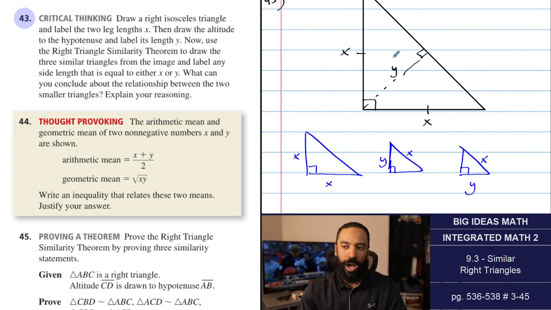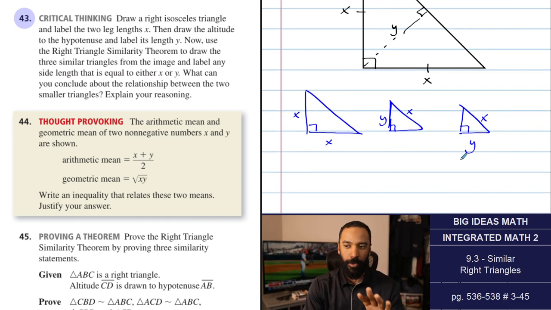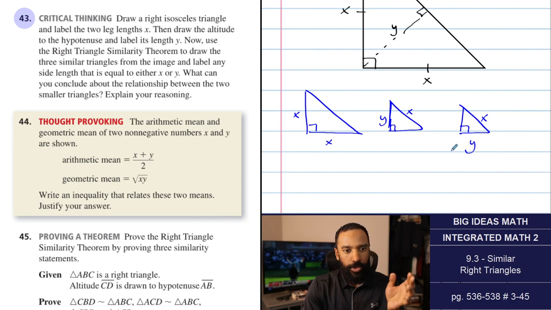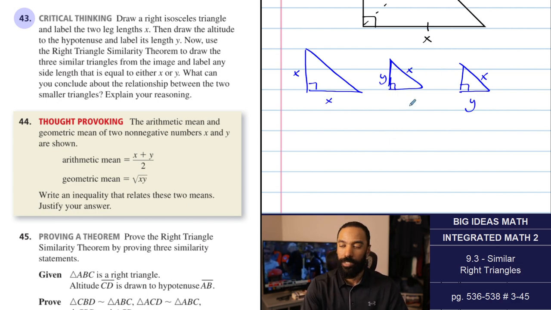Normally we call this the long leg of the small triangle, but also the short leg of the medium triangle. If this is the long leg here, they're both equal, but they don't correspond, and this is how we draw them. It says, what can you conclude about the relation? Wait, hold on. Draw the three similar triangles to the image, label any side length. What can you conclude about the relationship between the two small triangles? Explain your reasoning. I can conclude they are congruent.